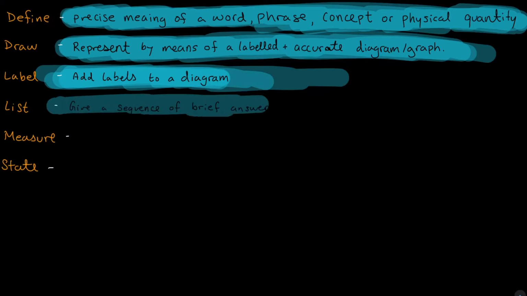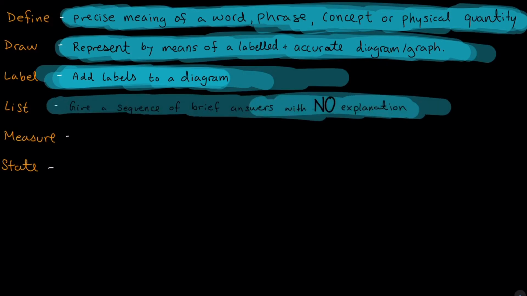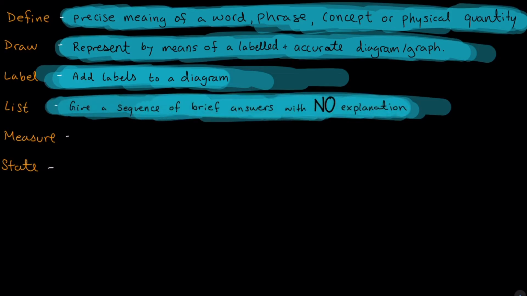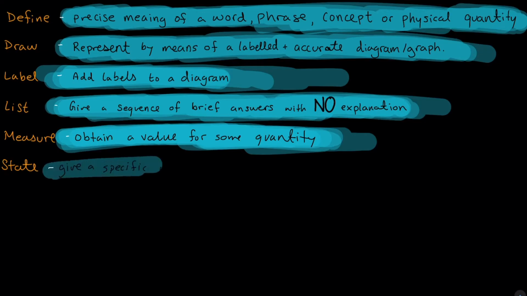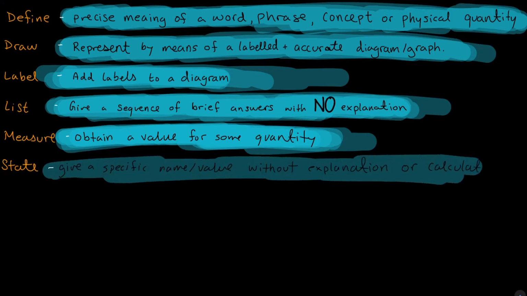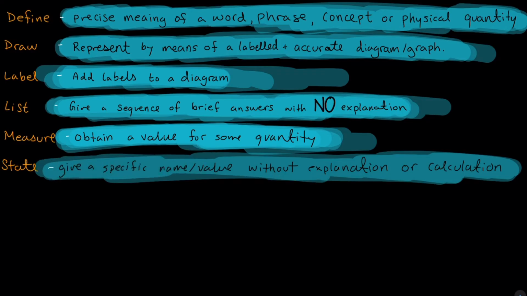You might also be asked to give a list, which is when you give a sequence of answers with no explanation required. Don't do anything more than you have to, to avoid wasting time. Next up, you might be asked to measure something, which is when you obtain some value or quantity. Again, make sure to use units. Or you might be asked to state something, which is when you give a specific name or value without explanation or calculation required. Again, don't waste time giving calculations if you don't need to.